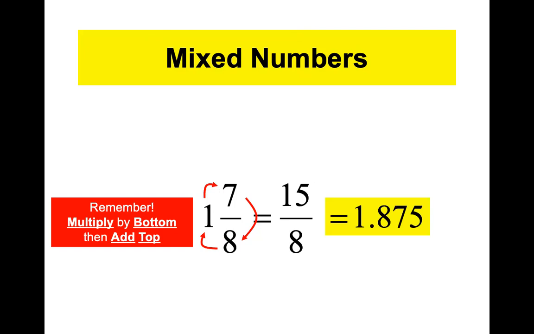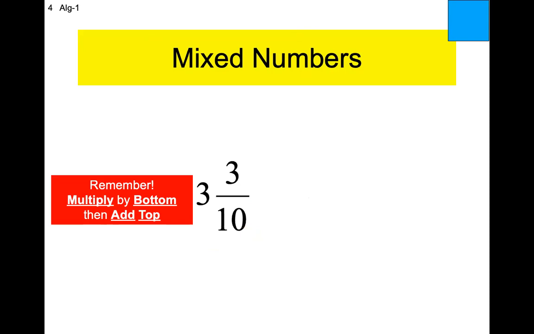Like I said, today's class is a whole bunch of review. All right, so let's do one together, 3 3/10. There's two techniques: either turn it into an improper fraction and then do division, or take the whole number and turn the fraction into a decimal. So I'm going to choose option number 2. We immediately take the whole number, in this case 3, and we write 3 point.